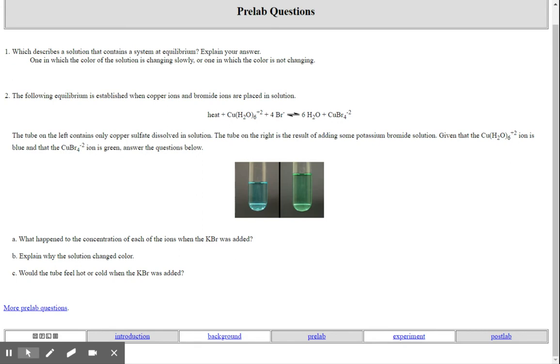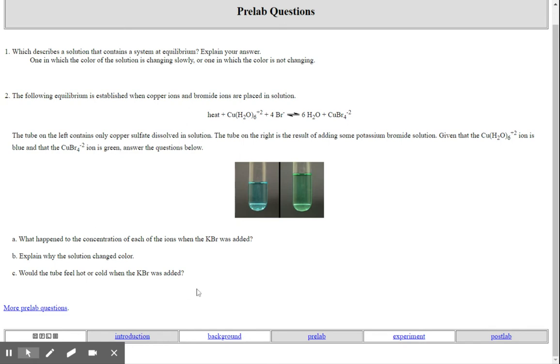But if we're adding our bromine, that means that we would be shifting to the right. You're consuming that extra bromide ion. You'll be making more of your products, and the products in this case would be green. This is a green color. So it would look like the vial on the right.